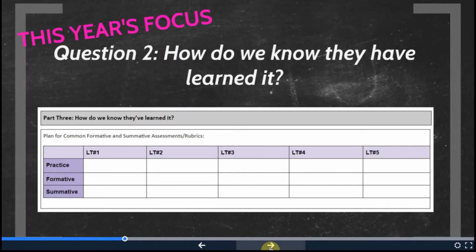Then we moved into talking about this year's focus. This year's focus is the second part of the unit plan, and the second question of the work that a PLC does: how do we know that students have learned what we wanted and intended to teach them? The work in the unit plans is going to be completing this section, but it's not so much the paperwork that's important, it's the process that's important.